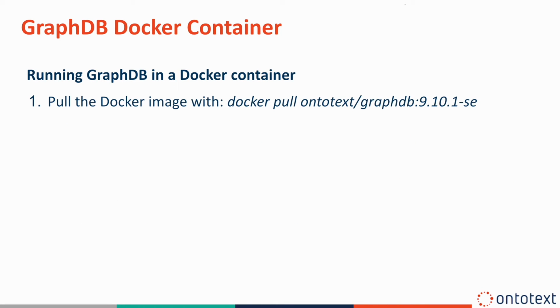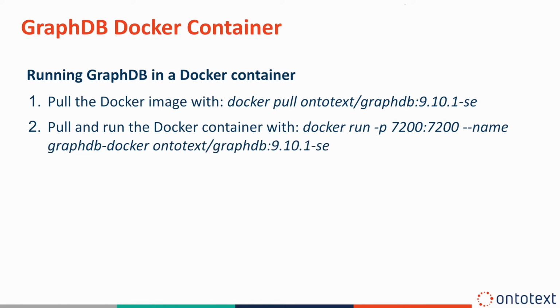The first step of running GraphDB in a Docker container is to pull a Docker image. All GraphDB Docker images have a tag consisting of the version followed by the edition. In this example, we are going to use the 9.10.1 version of the Standard Edition, but if you have a license for Enterprise Edition, feel free to swap the SE symbol for the EE symbol. Use the docker pull command for the required image.